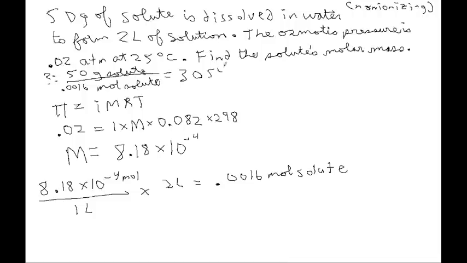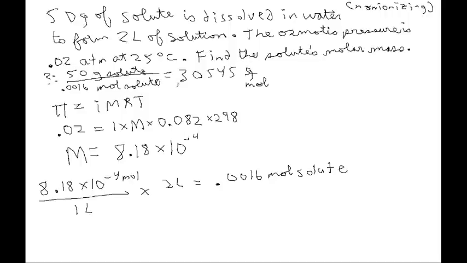Okay, I got slightly different. I'm sorry, you were saying? I got 30,560 grams of solute per mole of solute. Okay, that's fine. We just rounded off differently. This came out to be quite large. But there are some biological molecules that have masses that are this large. In any case, I just made these numbers up, so they don't have to be realistic. All right, good. You figured out how to do that. That's right.